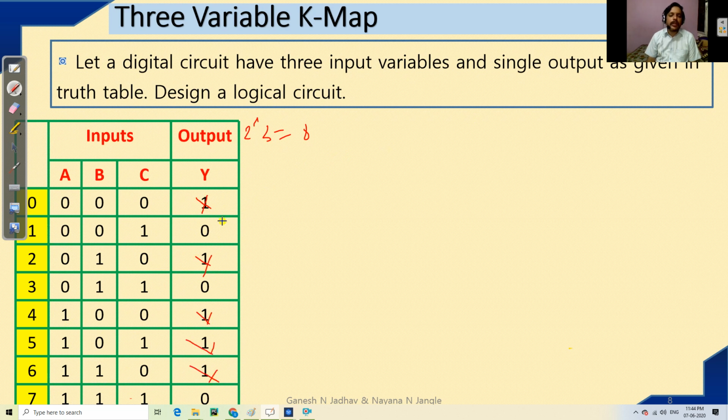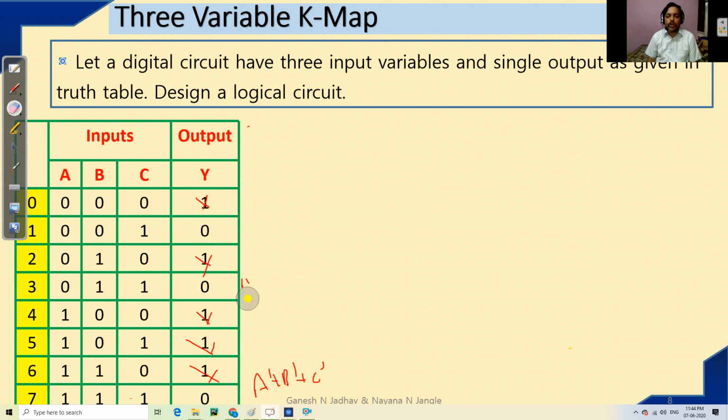So I'm considering the terms with the output 0. How can I write down the max term for this? For this, the max term will be a plus b plus c is equal to 1, hence I have to take the c complement, that is c dash. Here it is a plus b dash plus c dash. Likewise I can write down the max term for this: a dash plus b dash plus c dash. So I have written the max terms for all of these.